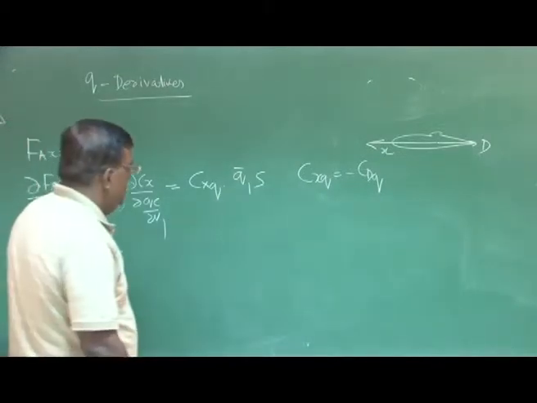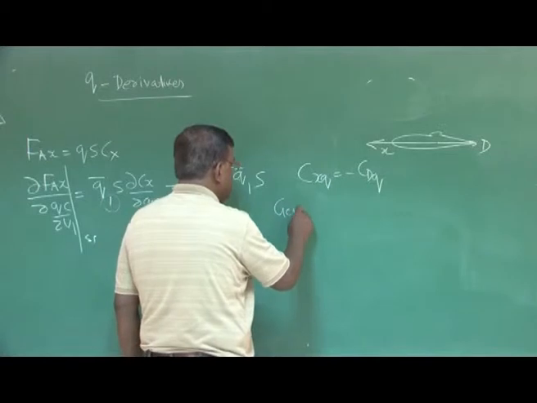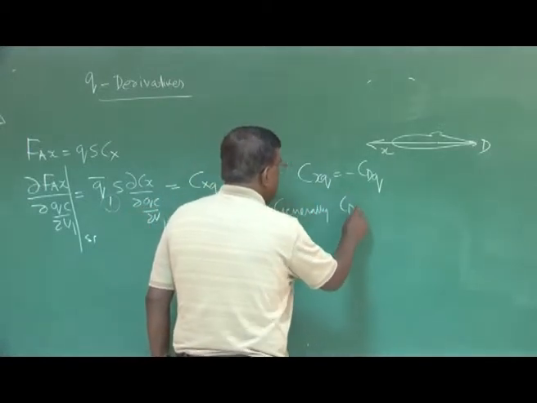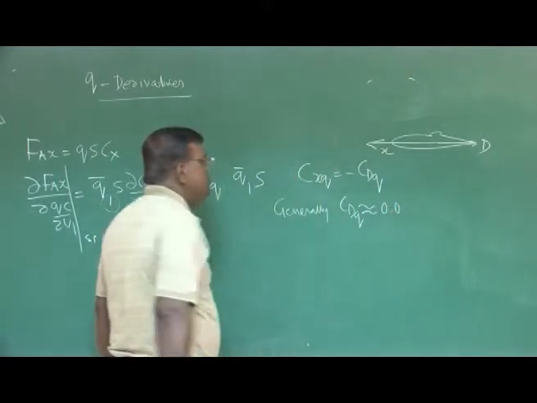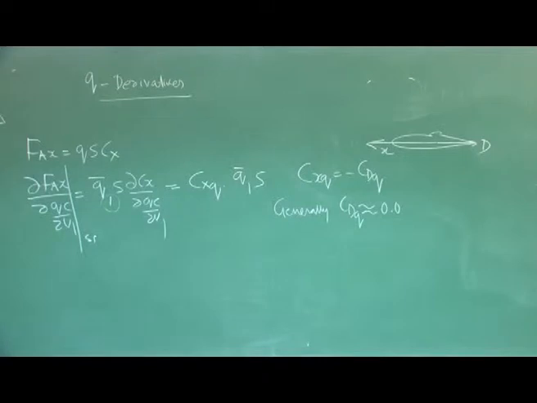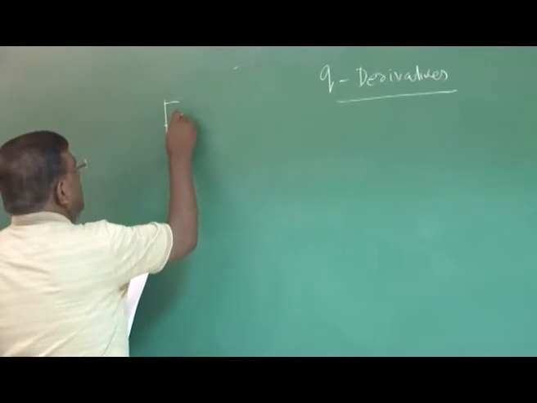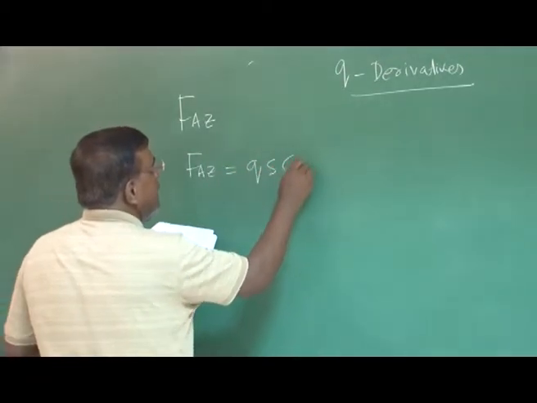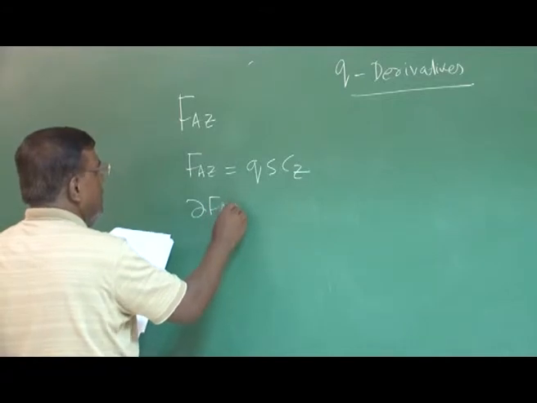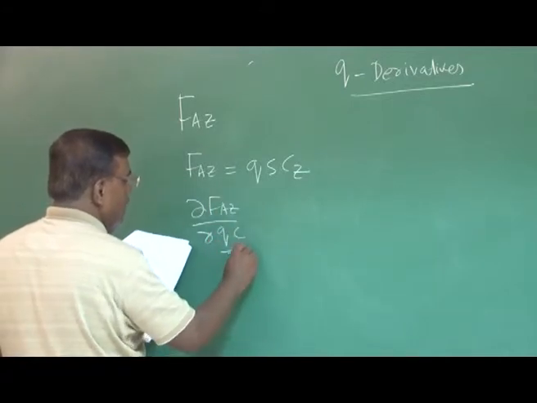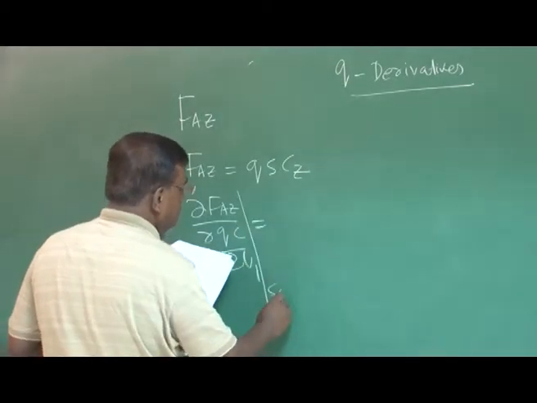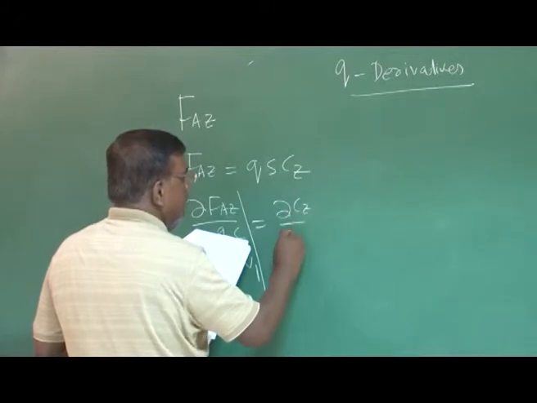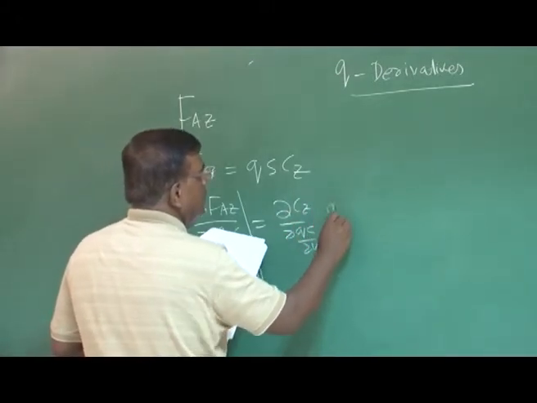And then another relief for us, generally CD_q is very negligible, so we will take it as 0. Please understand, these assumptions are in no way restricting you from using a finite value and going for complete analysis. Now, we will handle F_Az, and we again write F_Az as Q-bar S Cz, and dF_Az by d(qc/2U1), evaluated at steady state, is equal to dCz by d(qc/2U1) into Q1 S.